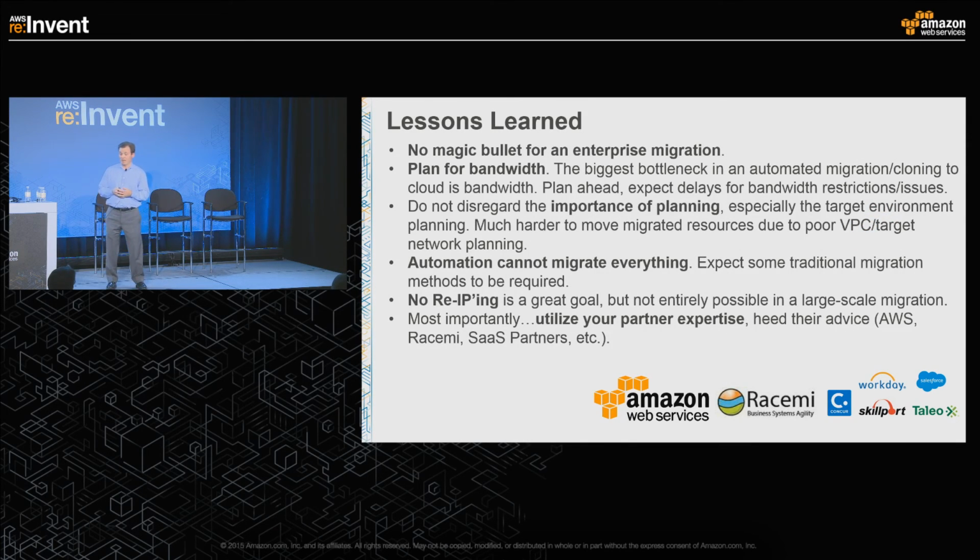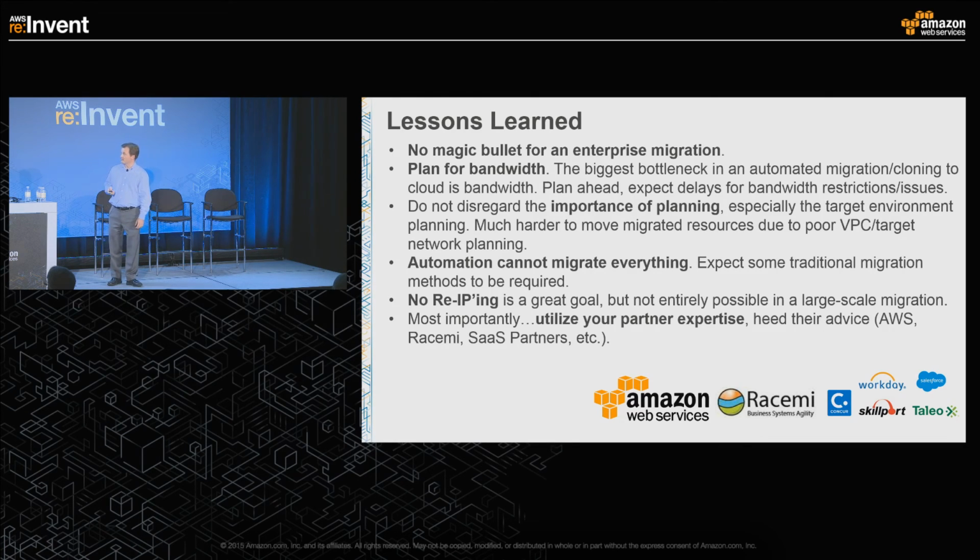Next is a plan for bandwidth. That was one of the big drivers. As a part of this, we had to stand up a lot of our own circuits. So we had the bandwidth issues, not only from just transferring data, but also some places we didn't have the circuits that we needed in order to do the work. Next, I think I touched on this before, the importance of planning can't be understated. That's what it all comes down to.